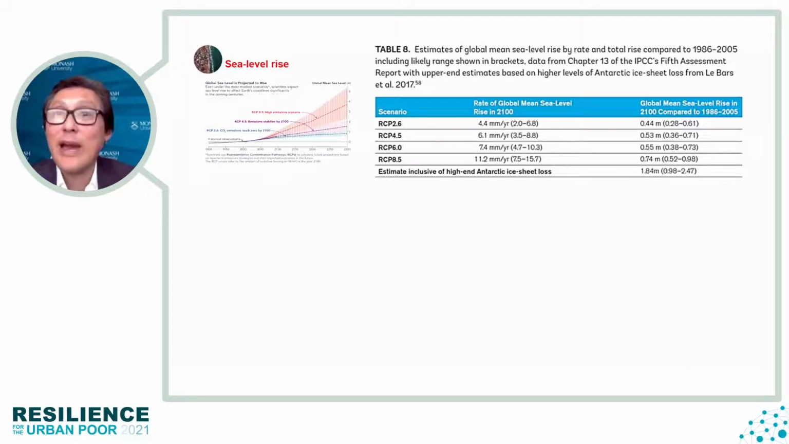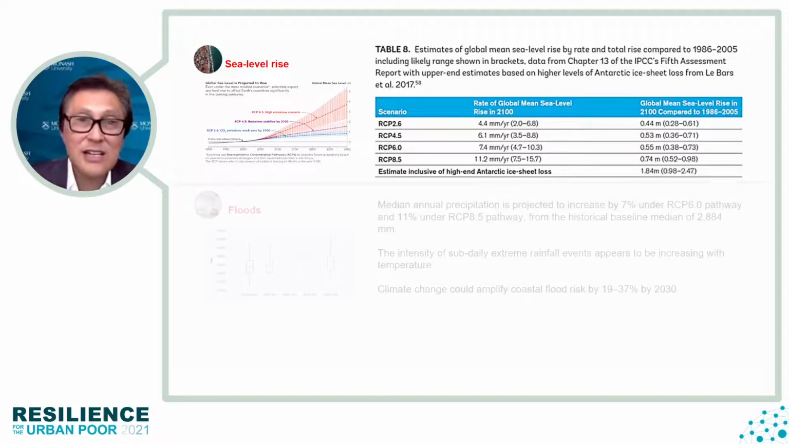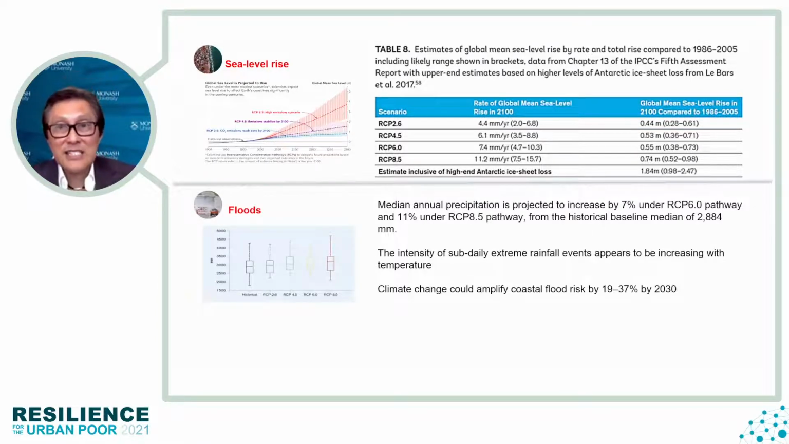For instance, we are able to access information on sea level rise and understand what would be the sea level rise in 2020, 2050, 2070, and 2100. In terms of floods, the advice that we got was that with future climate change, there will be more intense sub-daily extreme rainfall conditions, that climate change could amplify coastal flood risk from 19 to 37%. So we made an estimate of what future rainfall conditions could do in terms of increasing the flood vulnerability of that community.